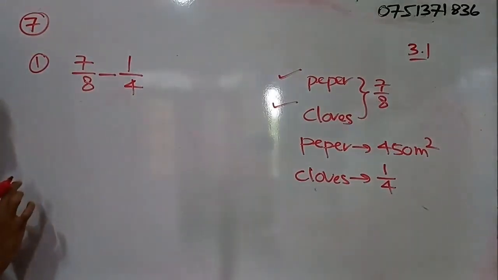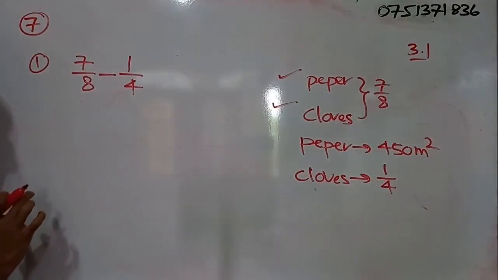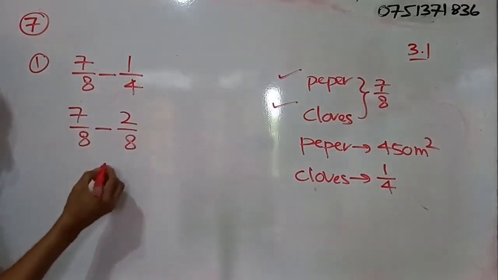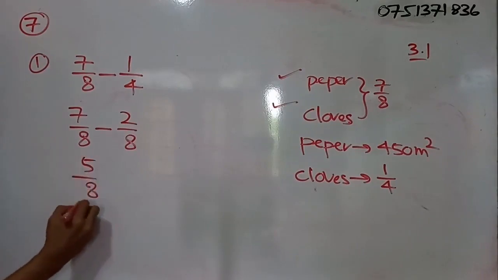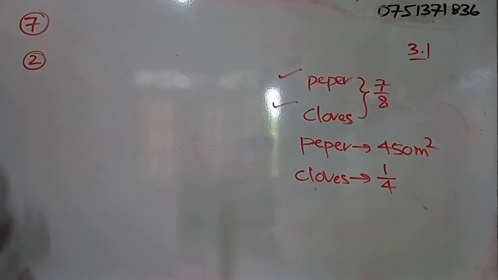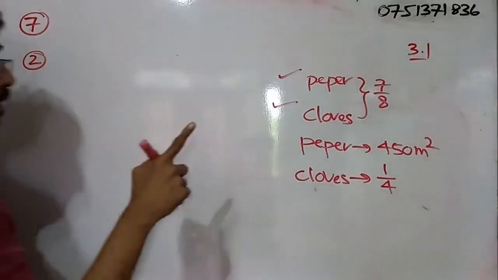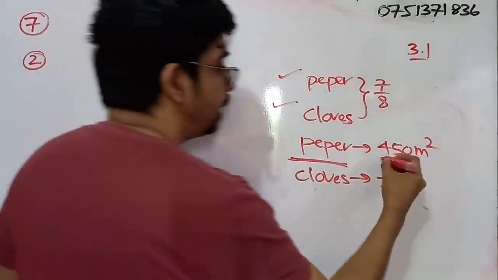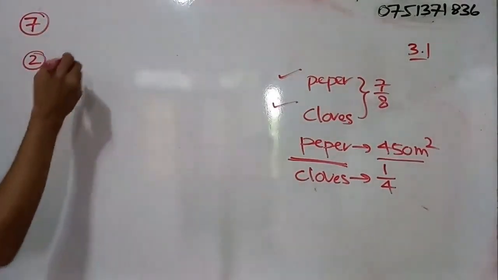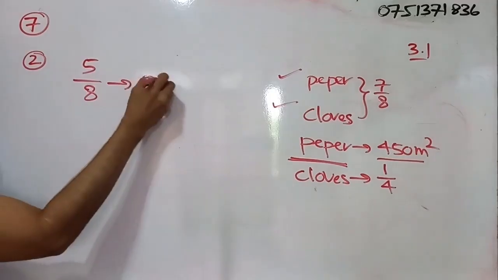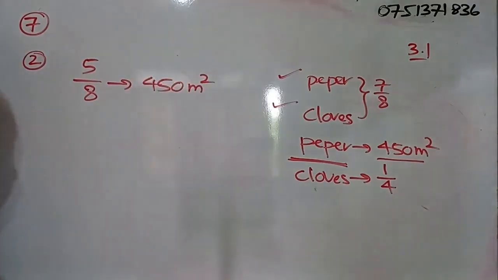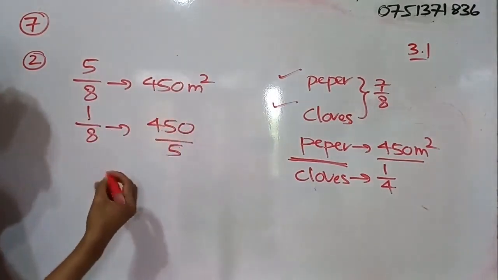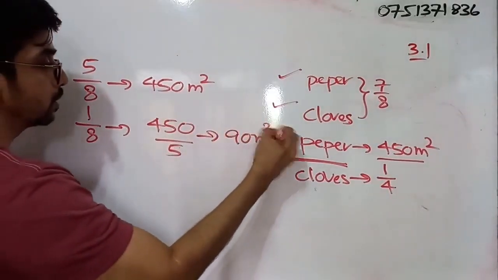So between these two, the least common denominator is what? 8. So 7/8, we have to subtract what? 2/8. So here we get what? 5/8 of the whole land. Right. So we have been given in the question that the land where only the pepper has been cultivated is 450 square meters. So we know 5/8 is equal to 450 square meters. So what is 1/8 equal to? 450, we have to divide it by 5, no? So that is 90 square meters.